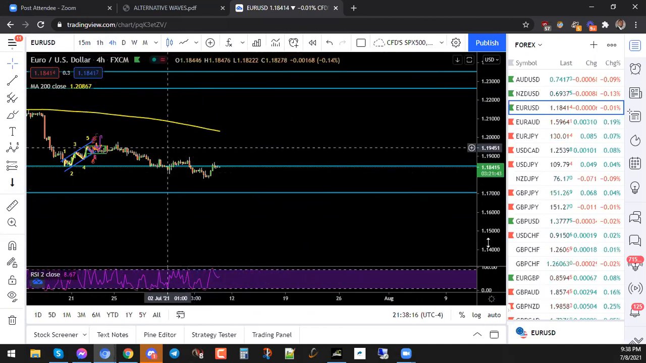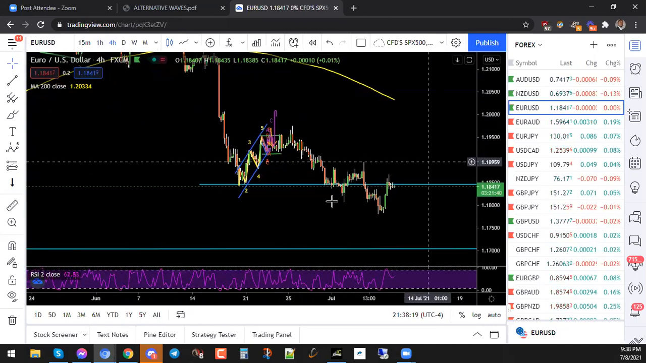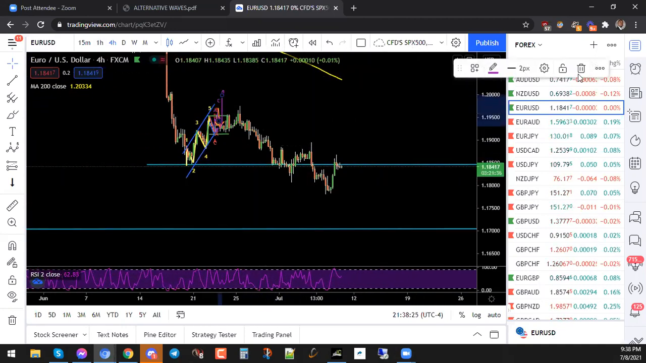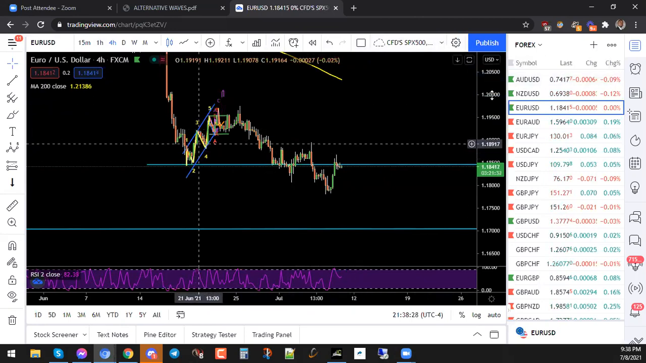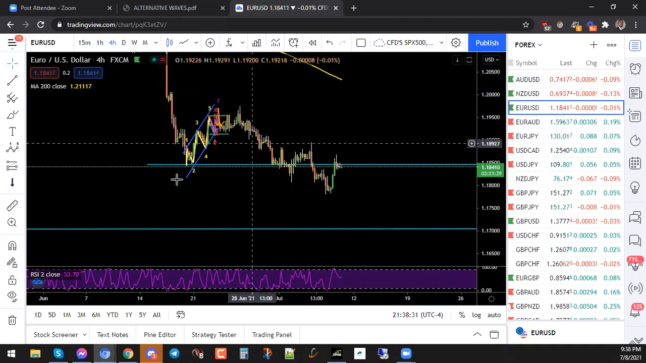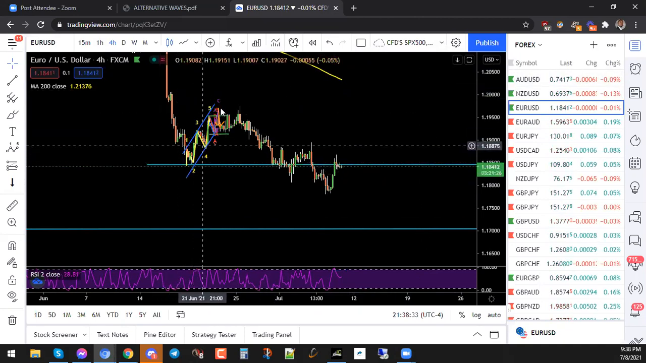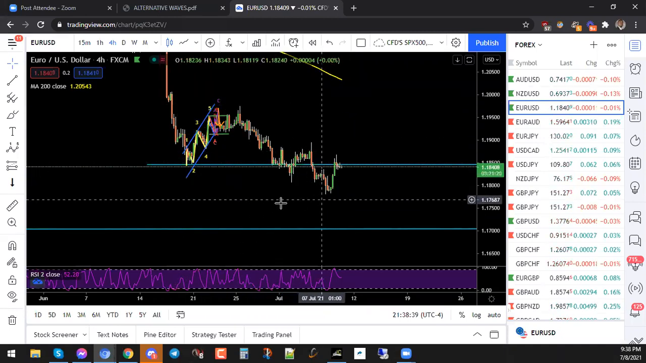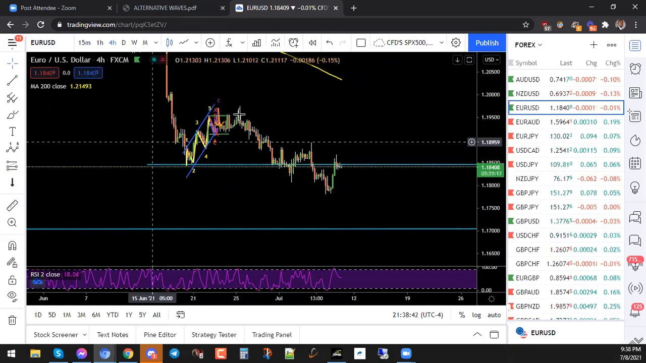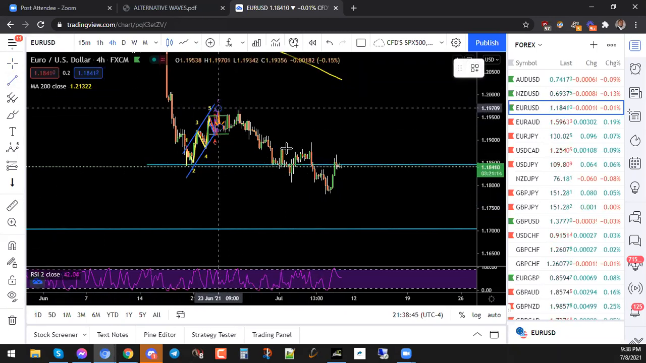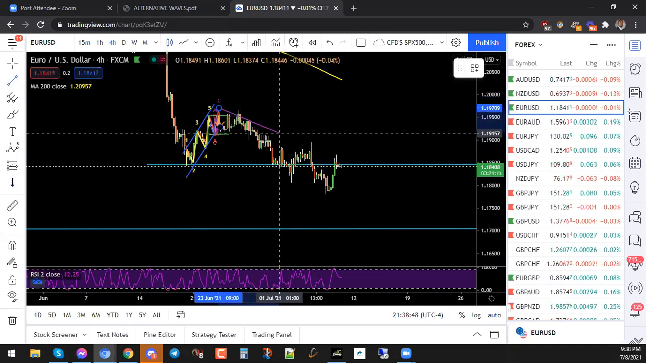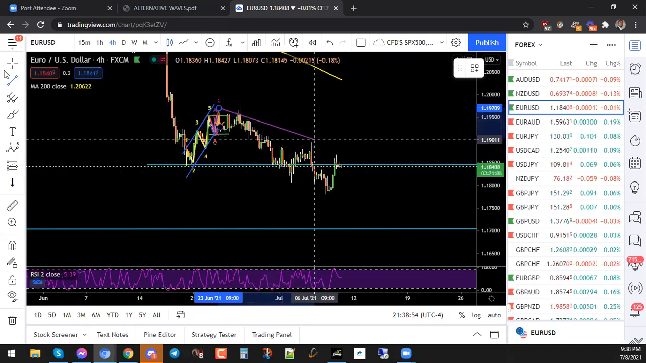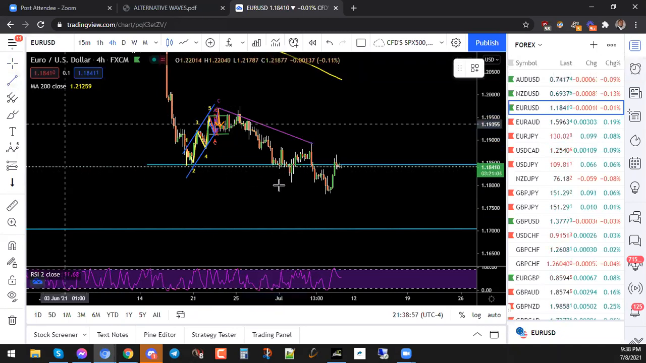Let me just make this a bit bigger. All right, so this is the current situation that we're dealing with. We have a move up. So this is a corrective move up. This is also a corrective move down. Now, are we looking at this as, okay, this is one wave down, right? But are we looking at this in this way? Like this?